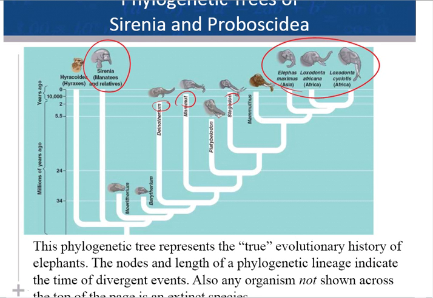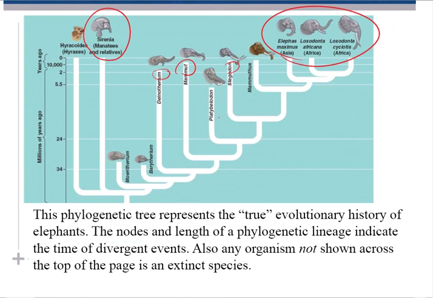So we now have 3 groups of elephants that are extant, alive today. None of the other elephants in the picture are still around today. They're all extinct. And then we have Sirenia over on the left. So what this phylogenetic tree is telling us is that manatees are closely related to elephants. And there's lots of evidence that supports this. We are confident that manatees are more closely related to elephants than they are to walruses and seals.